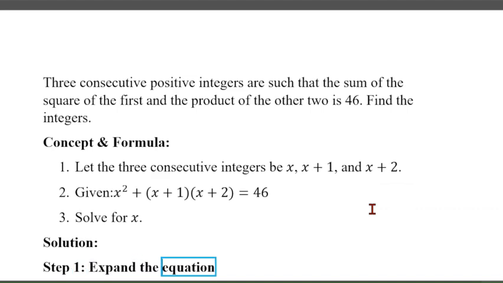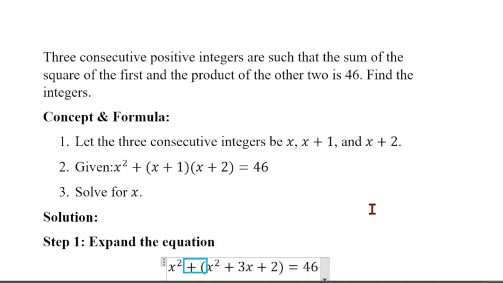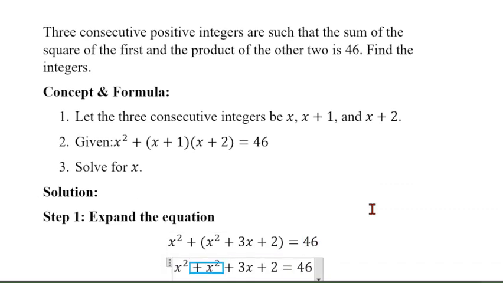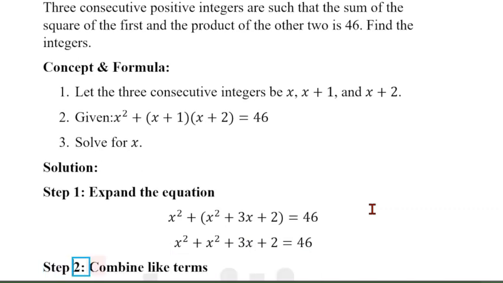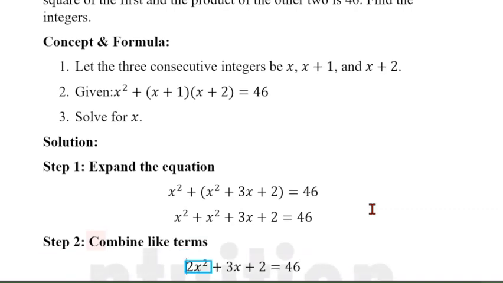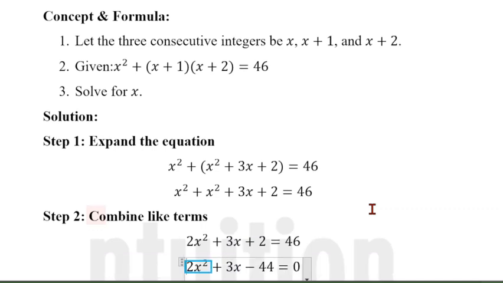Solution. Step 1. Expand the equation. x² + (x² + 3x + 2) = 46. x² + x² + 3x + 2 = 46. Step 2. Combine like terms. 2x² + 3x + 2 = 46. 2x² + 3x − 44 = 0.